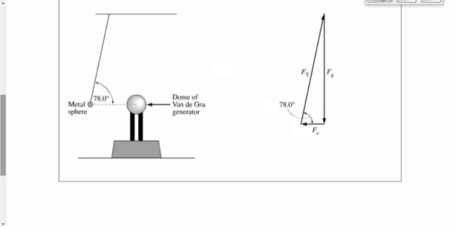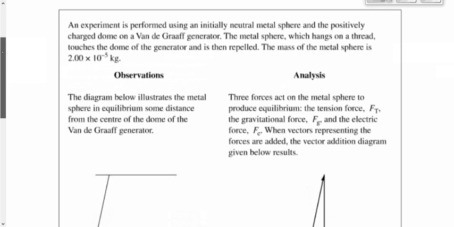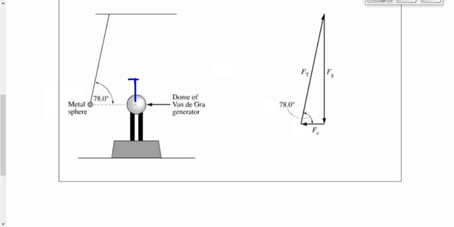So this thing looks like it's being repelled from the dome of the Van de Graaff generator. It must be repelled, because if it was attracted, it would be pulled towards it. So what do we know about this? Well, the metal sphere and the Van de Graaff generator must have like charges. The Van de Graaff generator is positive, and that means the metal sphere must be what? It's got to be positive as well.